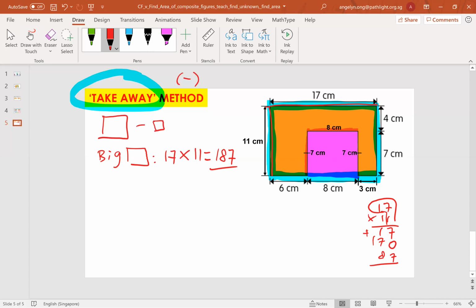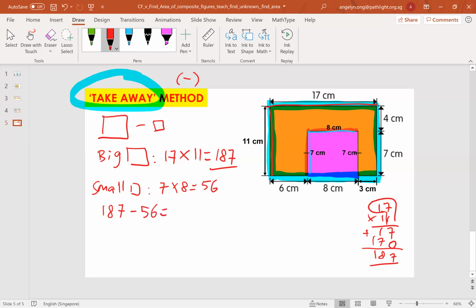Then I need to find the area of this smaller rectangle. So small rectangle is actually, you can see, is 7 times 8. So I'll take 7 times 8 and that will give me, it's not 64, sorry, 56. Okay, so take away. So we're going to take the big minus small. So I take 187 minus away small, which is 56.